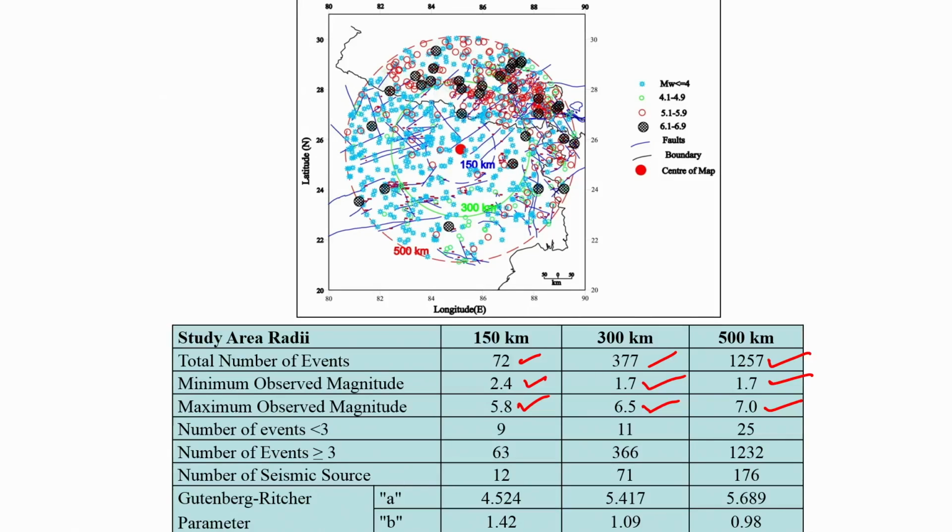You can note down the number of events less than 3 and more than 3, and all this will tally when you do that. Then the number of seismic source faults associated with the earthquakes and the AB parameters, which we will discuss next, on how to estimate the AB parameter. We have taken that also because the statistical method looks at the AB parameter of your data.